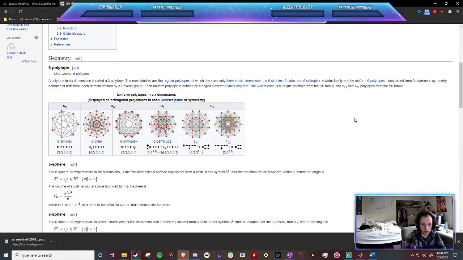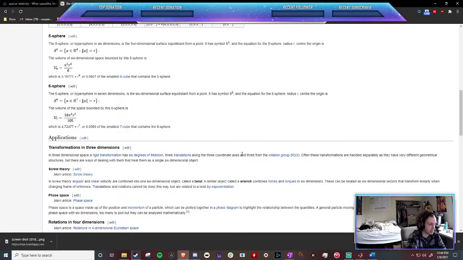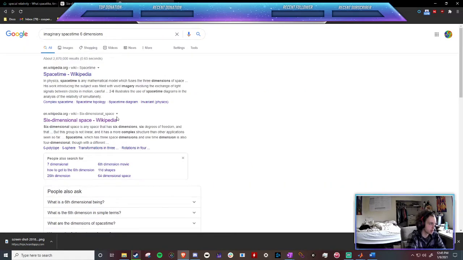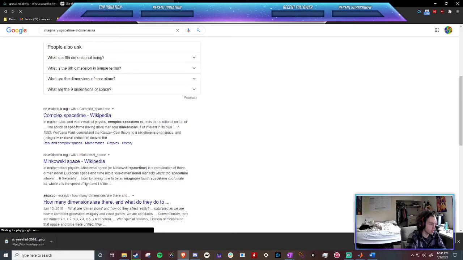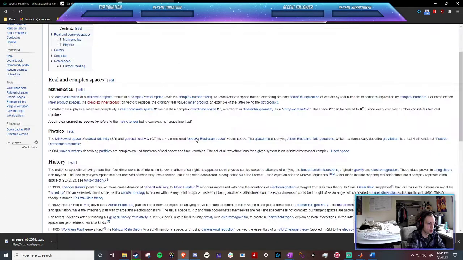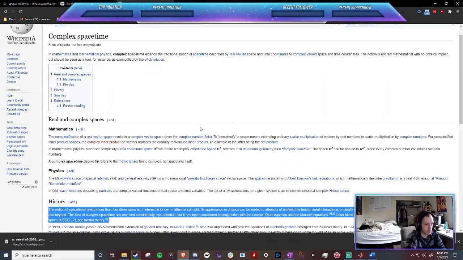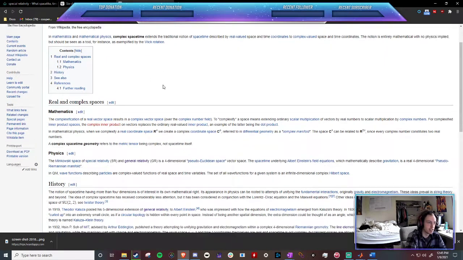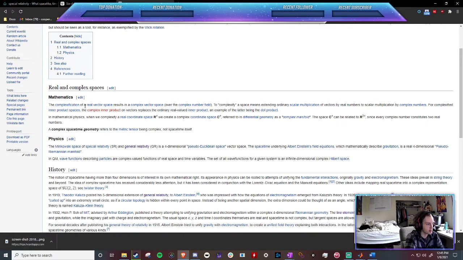I've never heard anything about this theory. I don't think I'm on the right page. Yeah, I'm on six-dimensional space, not space-time. Oh, complex space-time. Here we go. The notion is entirely mathematical. A tool. Yeah, well, come on, Wiki. In 100 years, it might be applied. But I guess right now it still just remains as a tool.